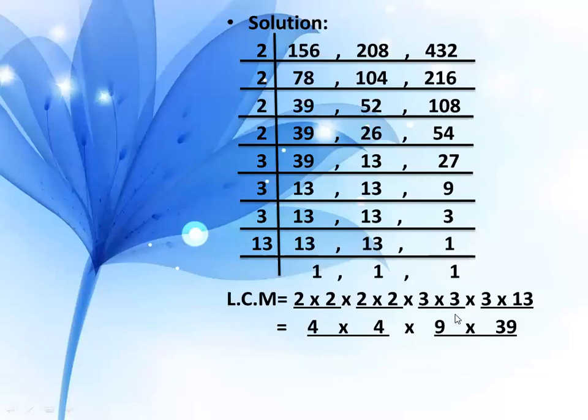3 multiplied by 3 will become 9, and 3 multiplied by 13 will become 39. Then multiply these numbers again, making their pairs. So 4 into 4 will become 16, and 9 multiplied by 39 will become 351. Now 16 multiplied by 351 will become 5616. So my dear students, this is the topic that we have discussed today.